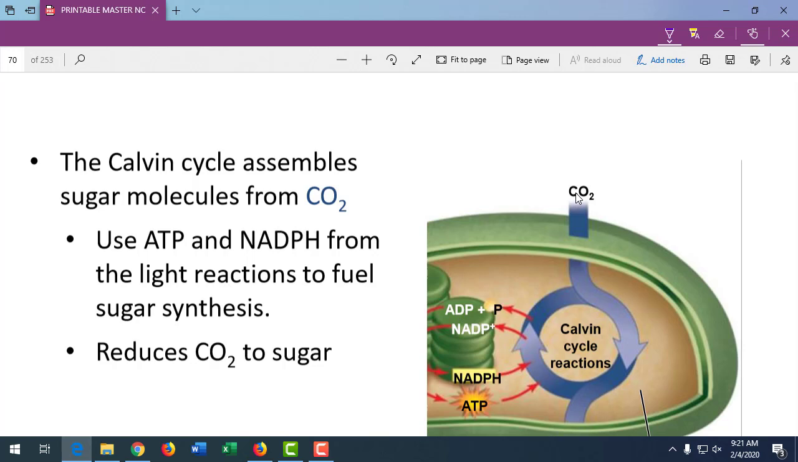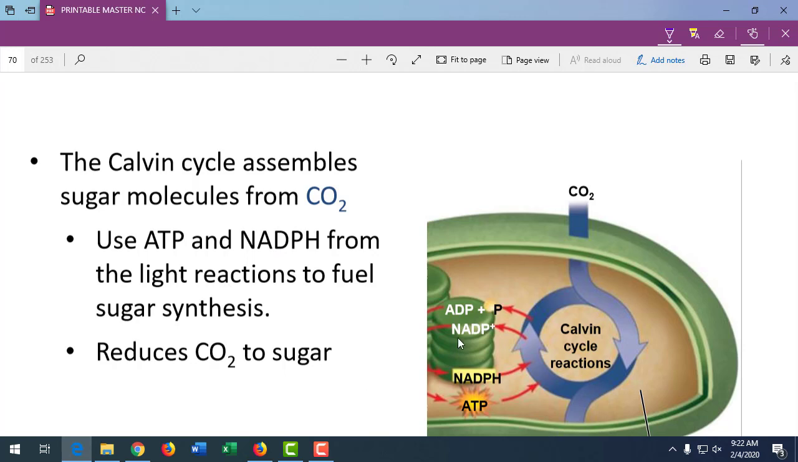So the Calvin cycle uses carbon dioxide. So this is the first step. We're going to take this carbon dioxide and we're going to turn it into sugar. So how do we do that? Well, we need the light reactions to make NADPH, which carries electrons and is another carrier that we're going to talk about. And that's going to start our process.